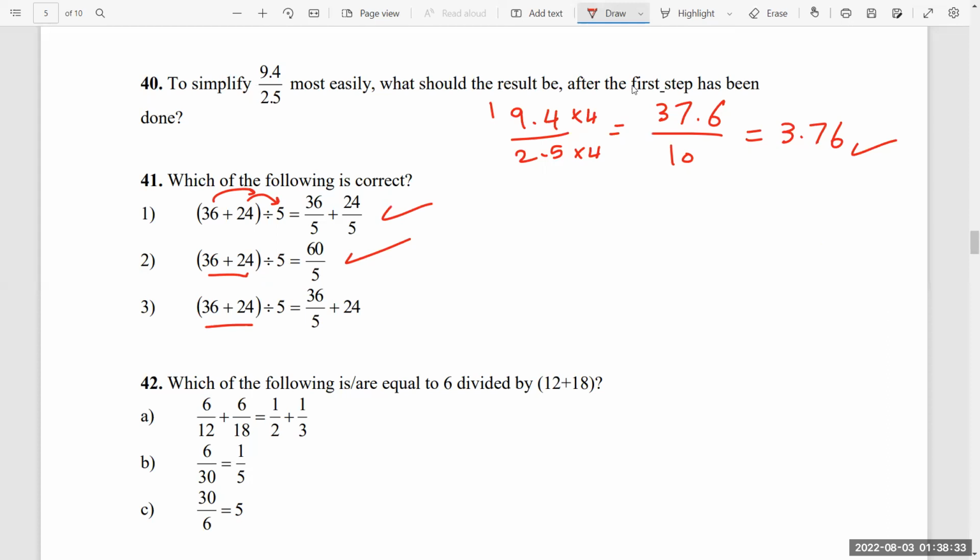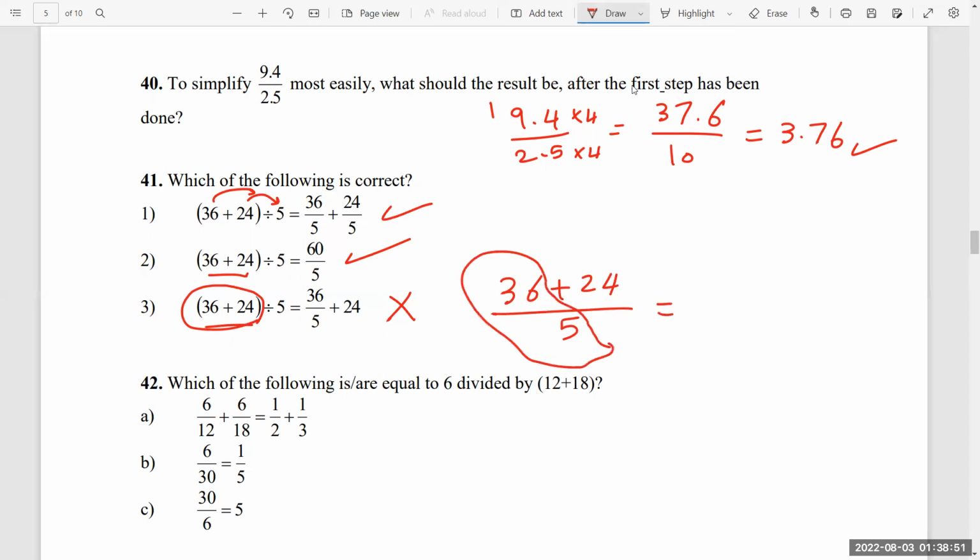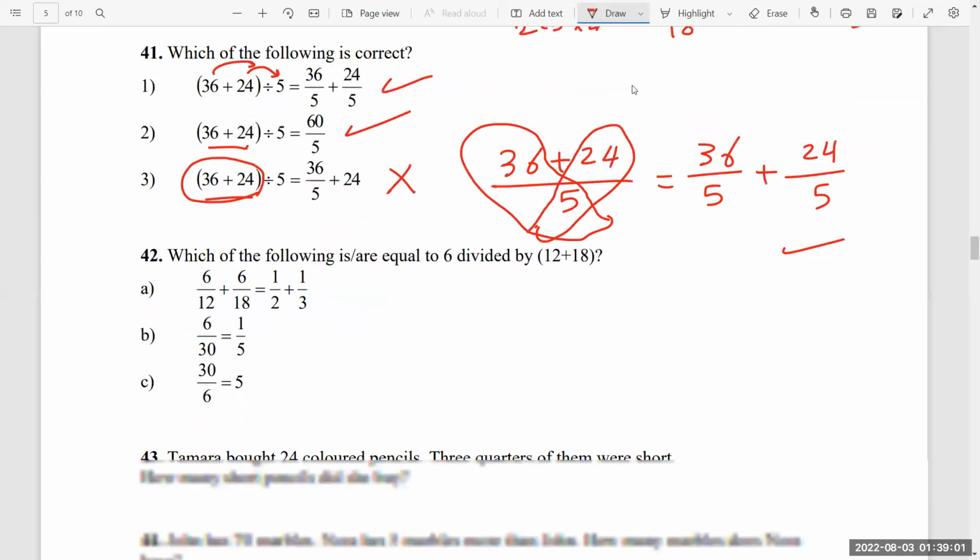This sum divided by 5 means 36 only divided by 5 and 24 not? Of course no. This is like 36 apples and 24 bananas. I want to share with 5 persons. So the 5 persons should share the apples and also share the bananas. It means 36 over 5 plus 24 also over 5. This is the meaning of this division.